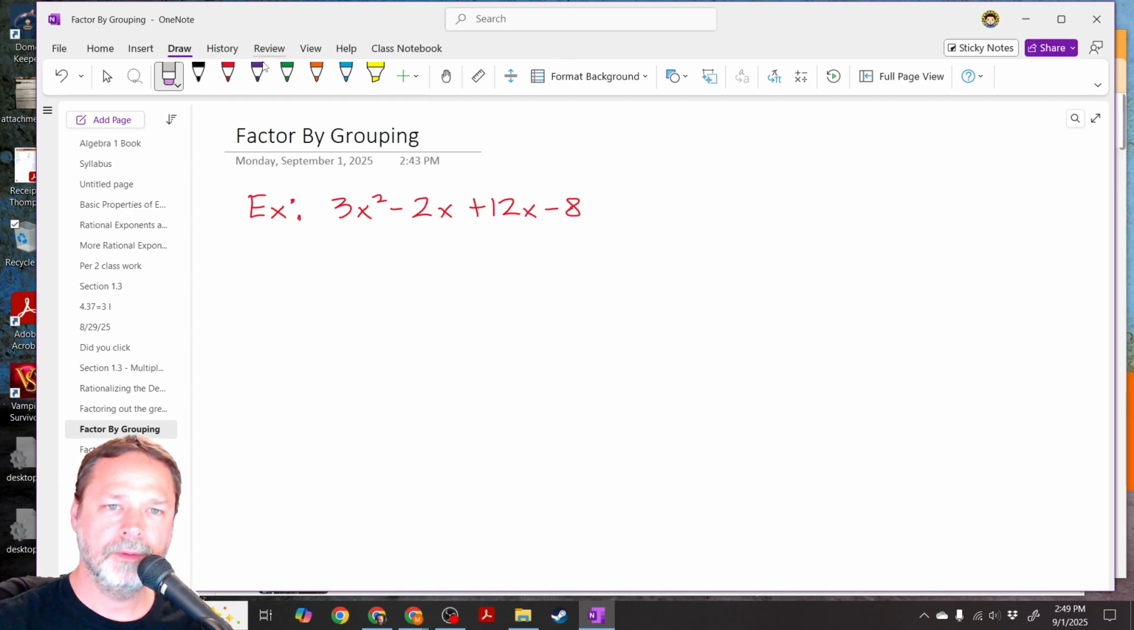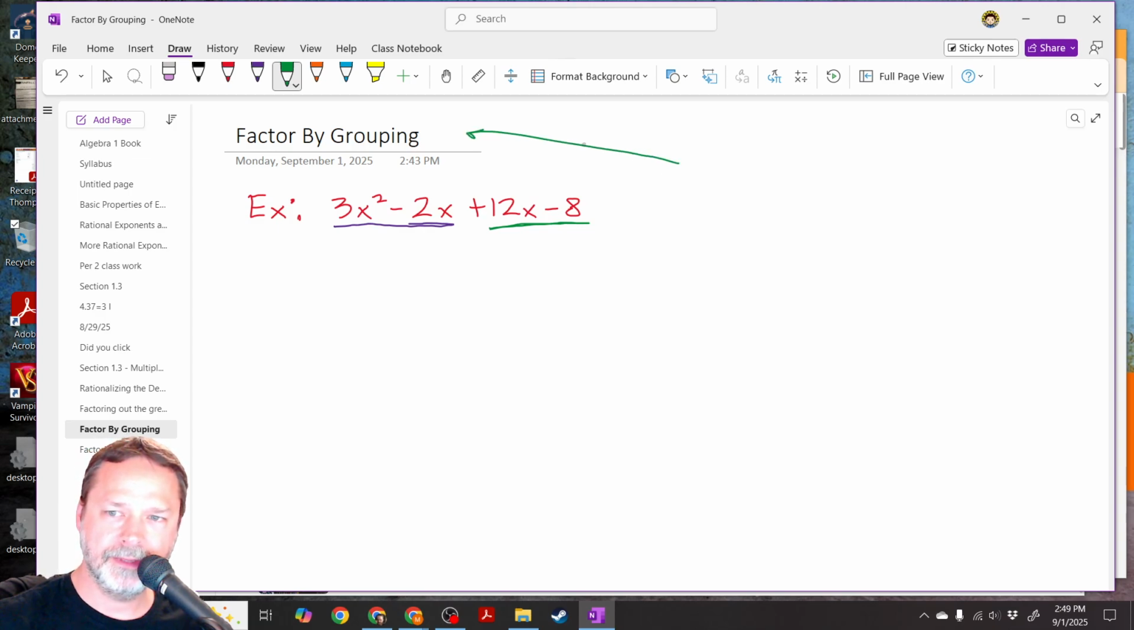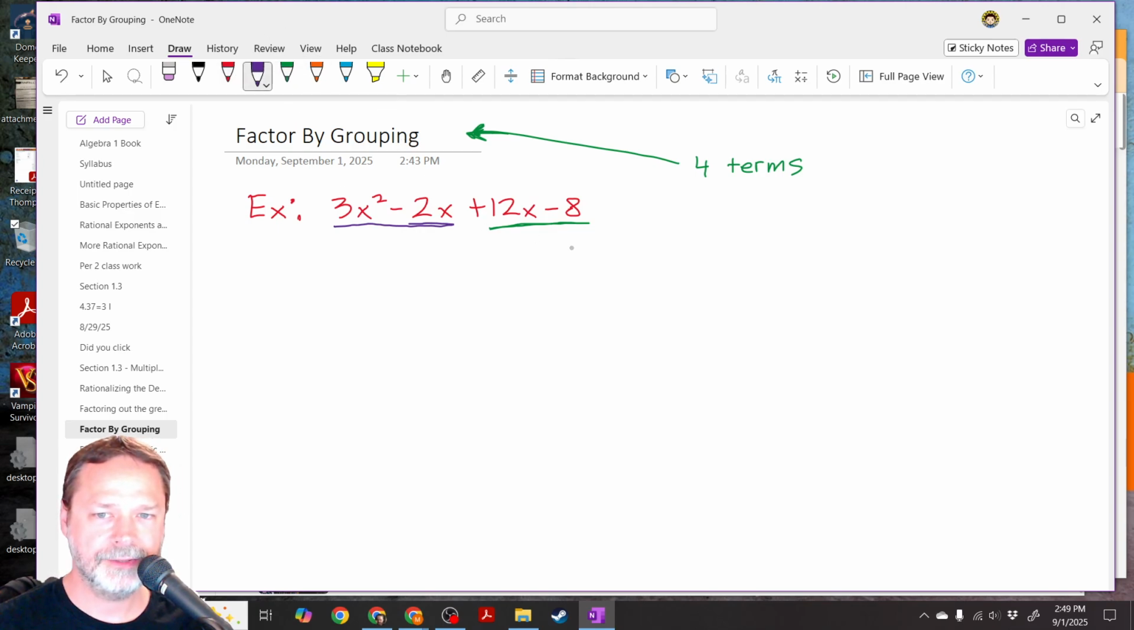We want to break this up, the first 2 terms and the last 2. And let's just pretend like we can factor those separately, because we can. So let's see what happens when we do it. When you have 4 terms, that's the big thing to remember, we do this method. The first 2 we group up, the second 2 we group up. Then we just do greatest common factor on each of the groups.